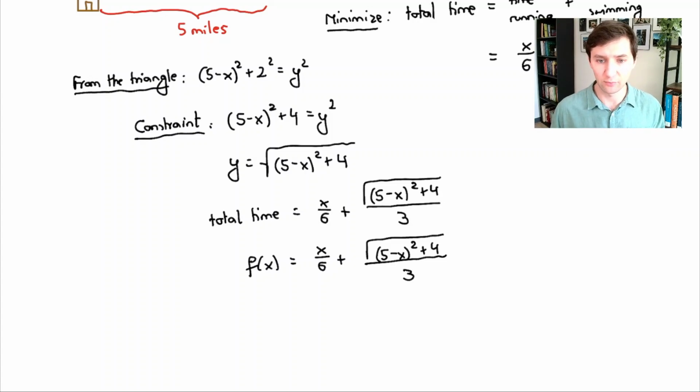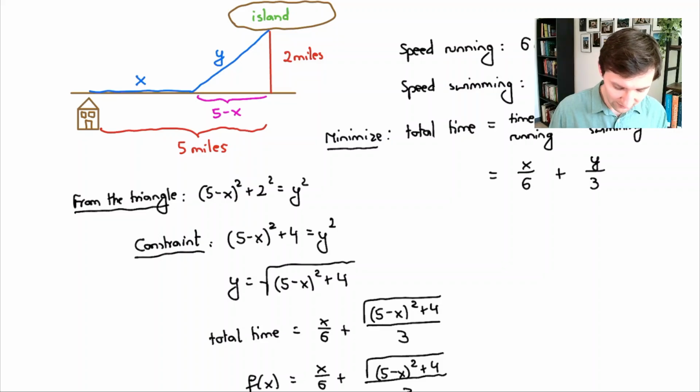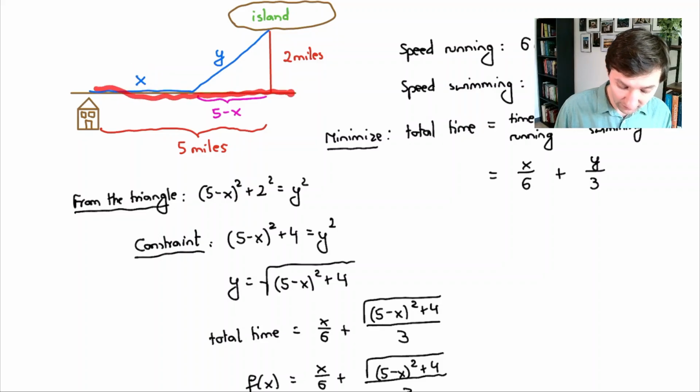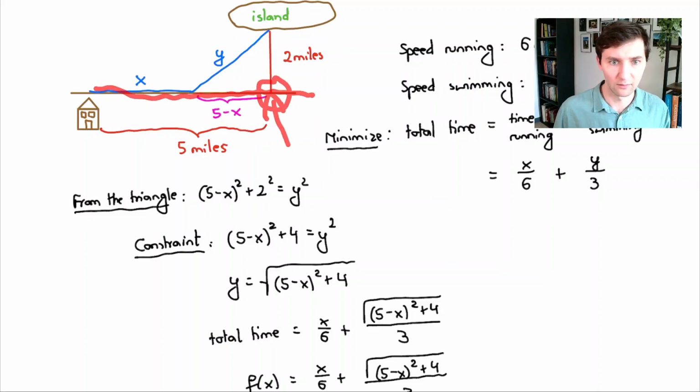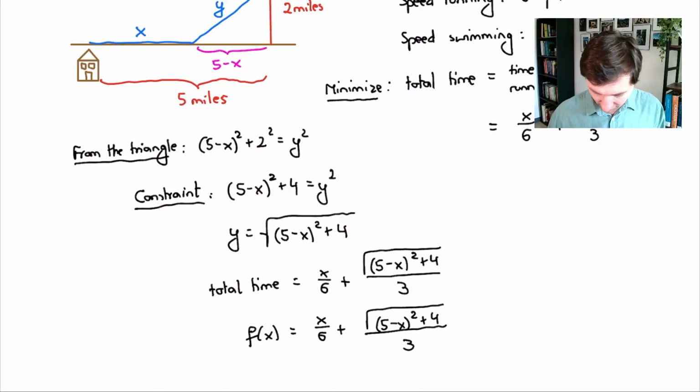What are the possible x's you can use? Remember, we said that the smallest x can be is 0. The largest x can be is 5. There's no point for the visitor to run past the point closest to the island. This means that the domain of this function is x in the interval from 0 to 5.